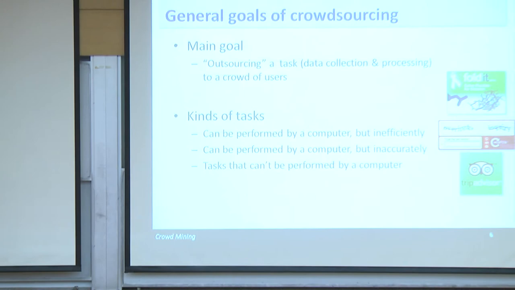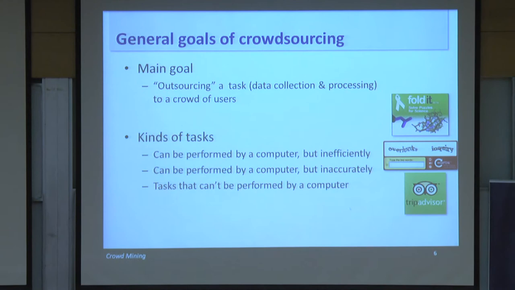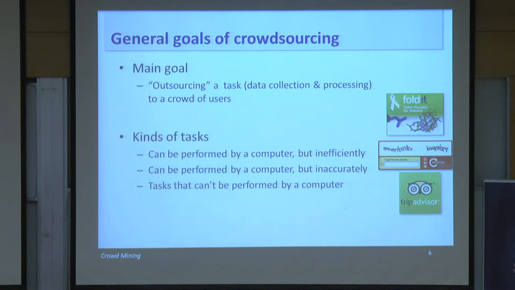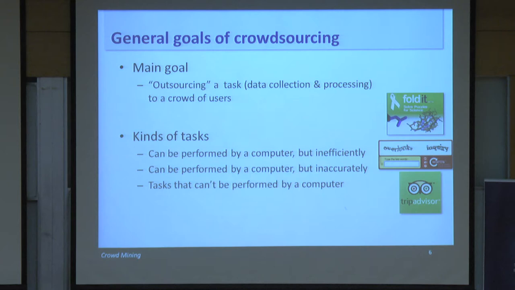So what kind of tasks would one use the crowd to perform? There are three kinds of tasks, okay? One is something that can be performed by computers, like Foldit, but it's inefficient, it takes a lot of time. There are other tasks, I didn't show examples, that a computer can do, but it does it inaccurately and people do it better. And the third, like TripAdvisor or Wikipedia, are things that the computer simply cannot do because it doesn't have the information, and there we need humans to do it, okay?